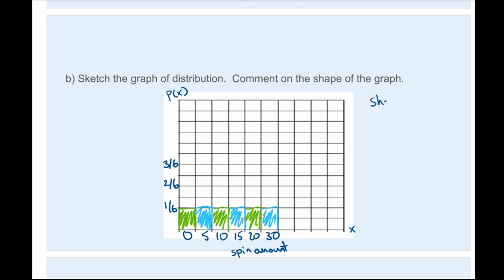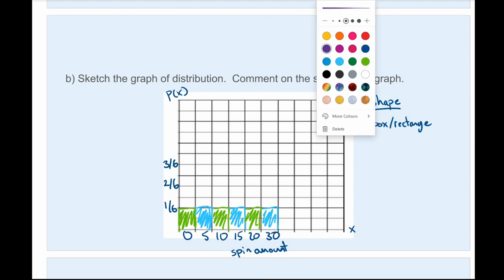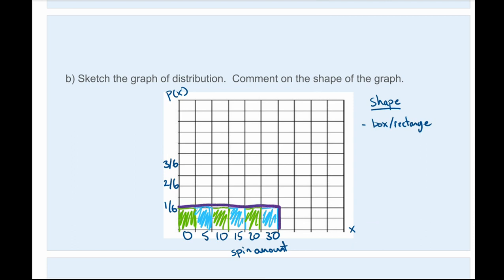Now, what is unique about this shape? Or what do we notice about the shape? Right, some things that we should notice. One, it forms a box or a rectangle. Right, if I were to draw kind of a shape around it, I get this kind of box or rectangle shape around it. You could also say they are all the same height. And you could also say they're evenly distributed. So that's the nice thing about uniform distributions. Any type of uniform distribution should have these same characteristics when we graph it, because all the probabilities are going to be the same.